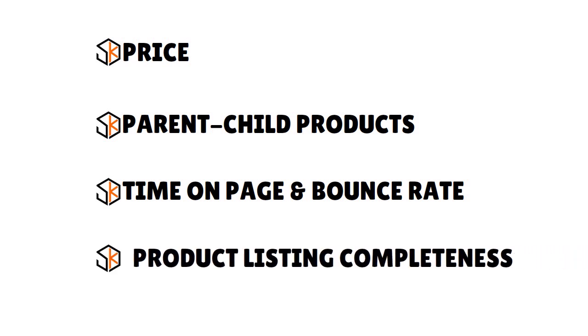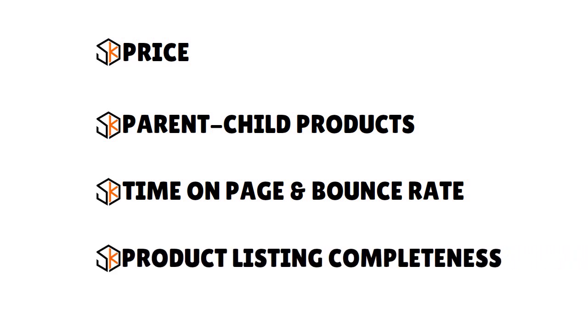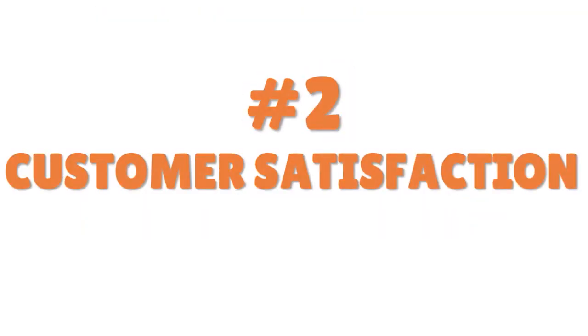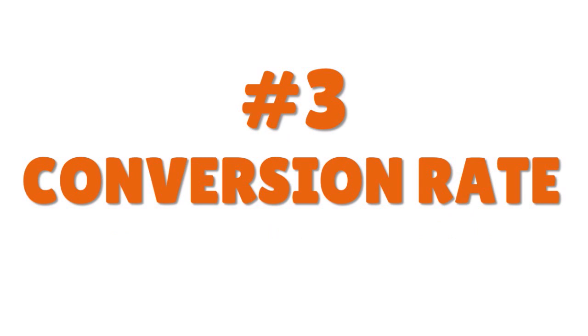And you also have the product listing completeness. So this is important. This also goes into your conversion rate. It helps Amazon determine whether or not your listing is complete, is thorough enough, provides a lot of information. And so you have it. Those are the three elements that actually help you beat the Amazon A10 algorithm: relevancy, customer satisfaction, and conversion rate.